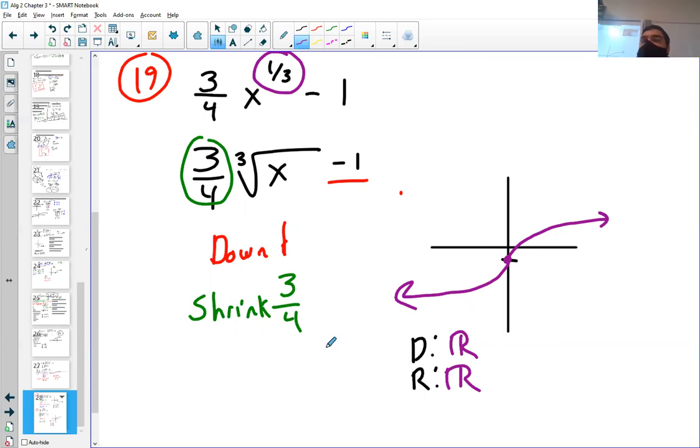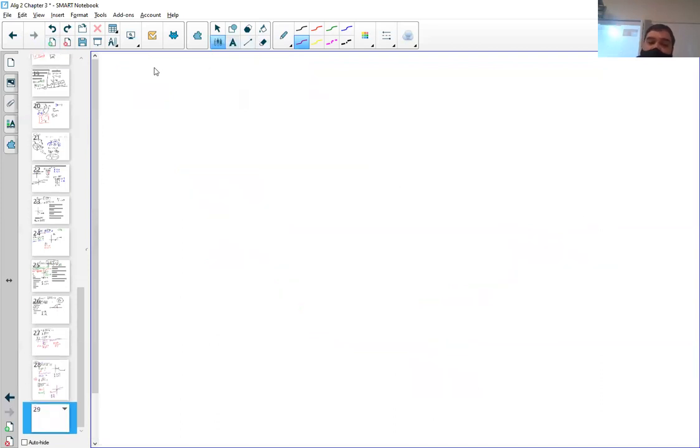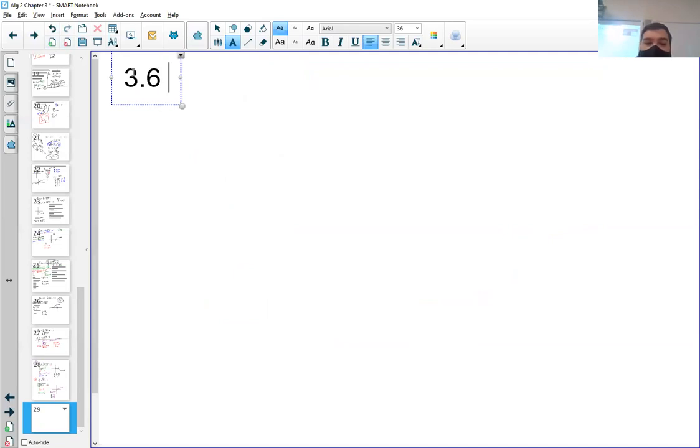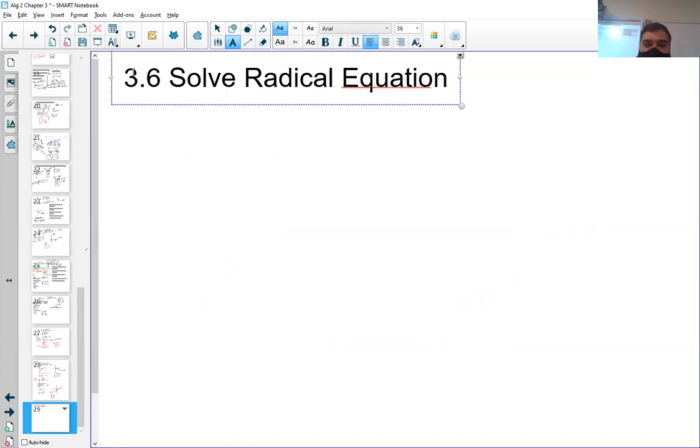So you good? All right. I'm going to do 3.6, like solve radical equations. Solve radical equations, okay? This one might be the most straightforward one because this is straight like solving equation stuff.